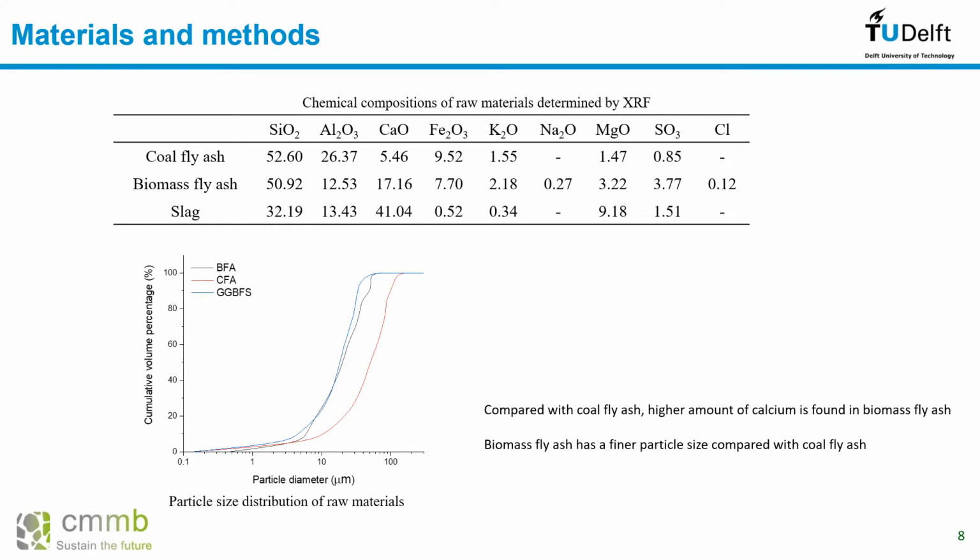If you compare it with the coal fly ash, the biomass fly ash actually has lower amounts of aluminates but a higher content of calcium. And also, if you look at the particle size distribution, you can find that the biomass fly ash has very fine particles compared with the coal fly ash. That is due to the different ash collection methods and also the different combustion techniques.